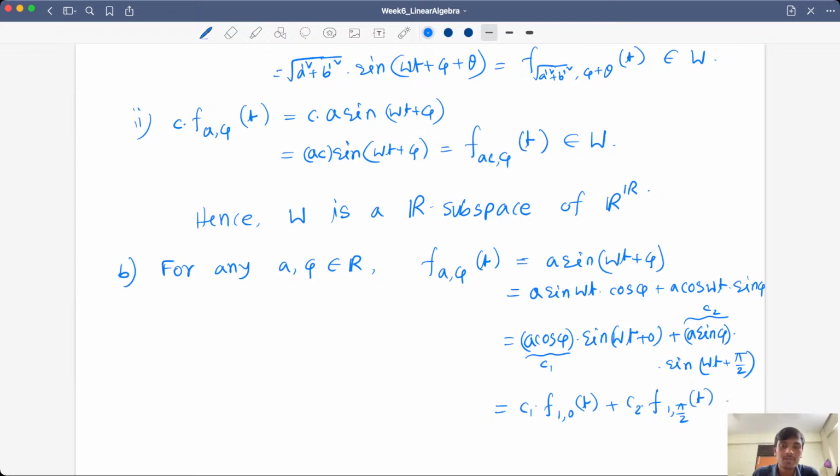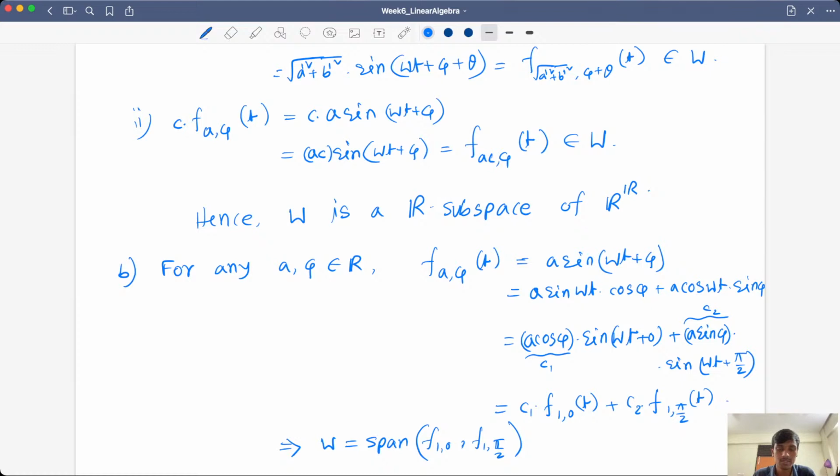So this was an arbitrary element of the subspace W, and that I can write as a linear combination of these two functions, right? f of (1, 0) and f of (1, pi by 2). So this implies that W is the span of these two. That means these two generate the vector subspace W over R. So this is f of (1, 0) and f of (1, pi by 2). Right? Span of this. But these two are also linearly independent.